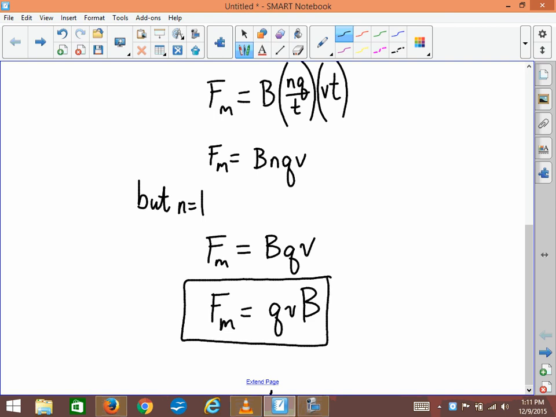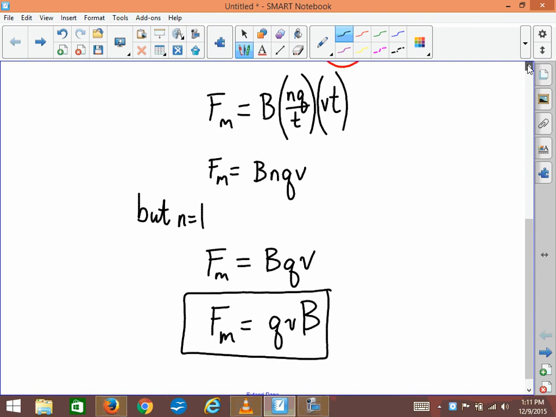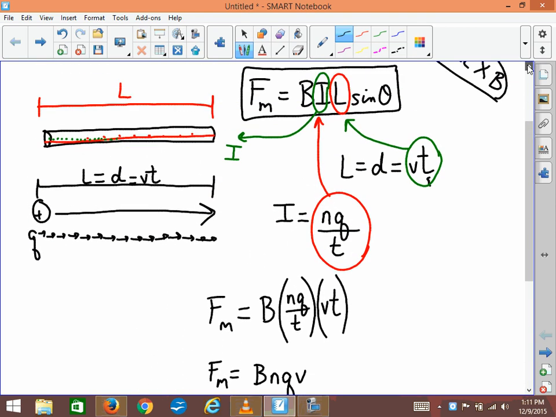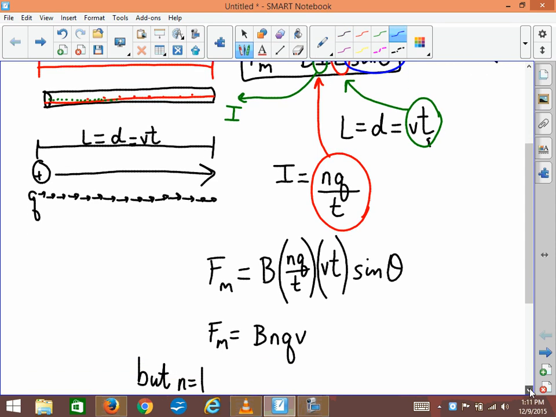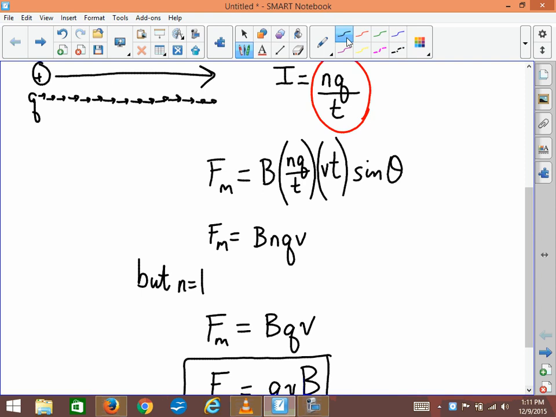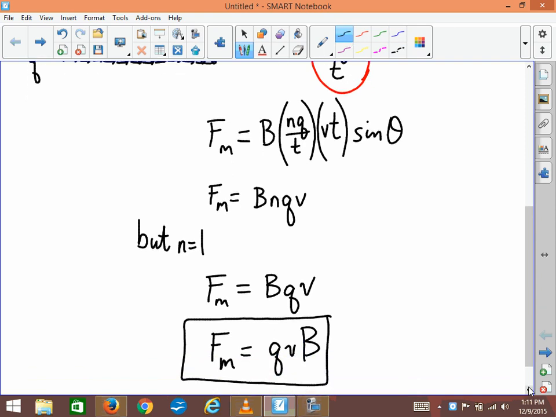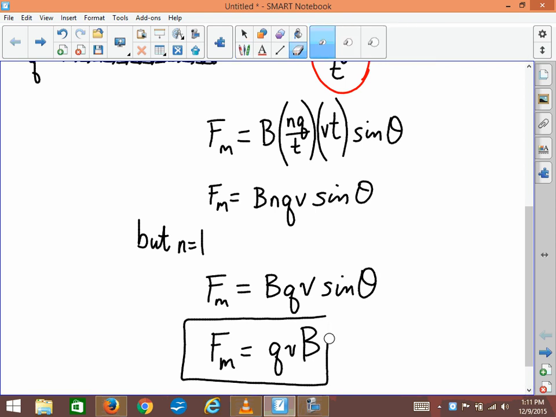Oh, and I forgot something, didn't I? I forgot our little friend sine theta. Look at that. He has to be carried there too, because you see here he is up here, and I forgot about him. So if we add him into the picture, we get QVB, and then we have the little sine theta carried along with us. He'd still be here, he'd still be here, and of course, he would still be over here. So we want to make sure that the sine theta stays in there.